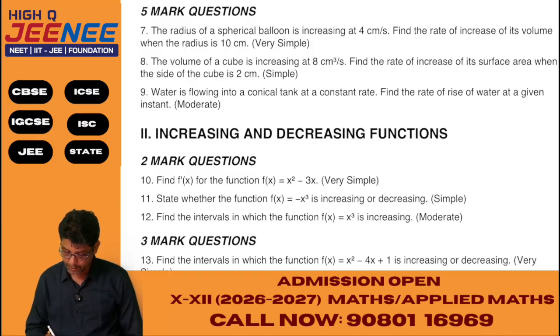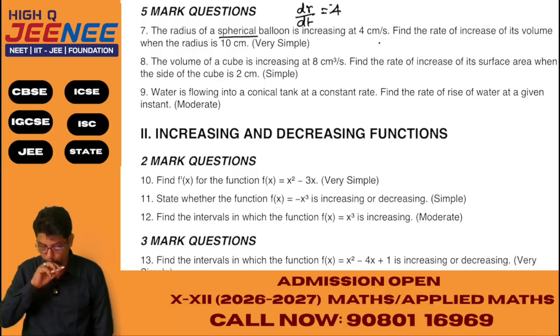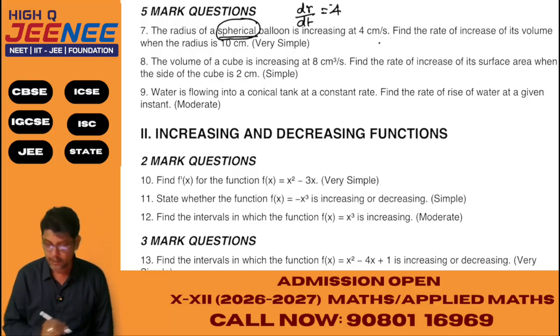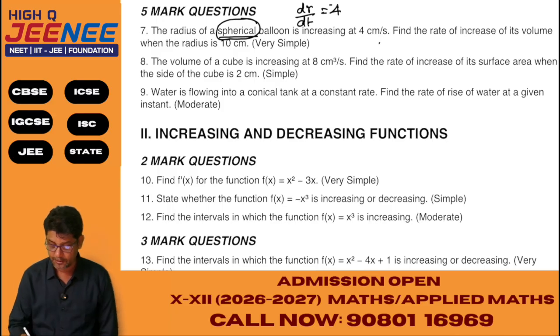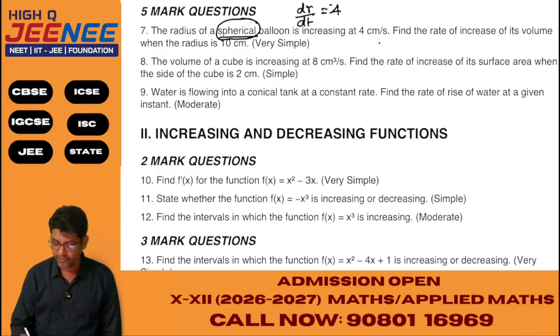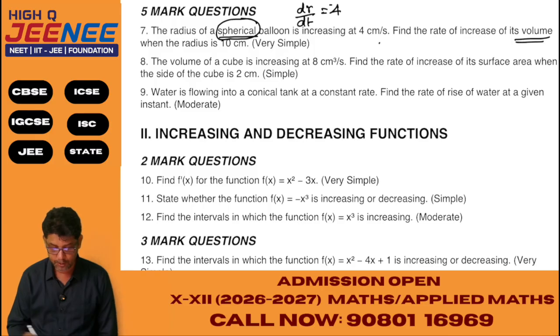The radius of a spherical balloon is increasing at 4 centimeter per second. That means what is given? dr by dt is equal to 4. Am I right? This is given. It is a 3-dimensional spherical balloon, that is a sphere we are dealing with. Next, find the rate of increase of its volume when the radius is 10 centimeter. They ask you to find out dV by dt when r is equal to 10 centimeter.